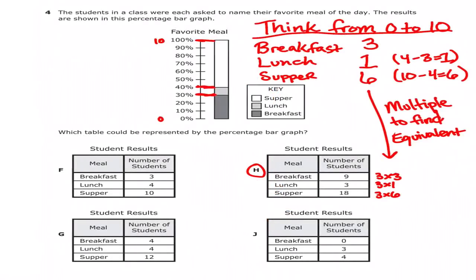Number 4. The students in class were asked to name their favorite meal of the day. The results are shown in the percentage bar graph. Which table could be represented by the percentage bar graph? So we have a bar that's going from 0% to 100%. And I want you to think of this from 0 to 10.